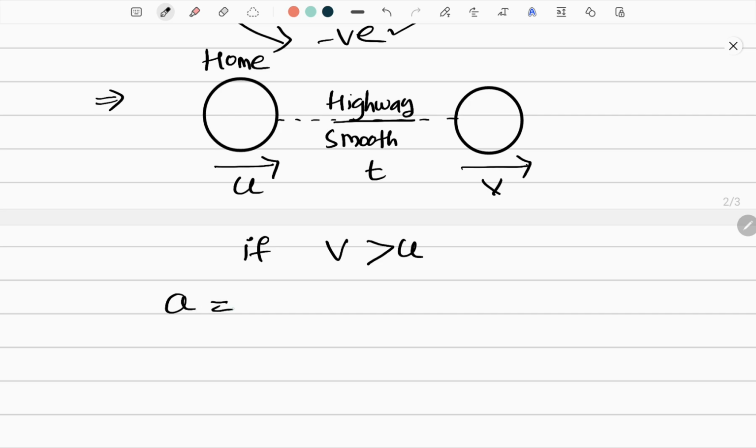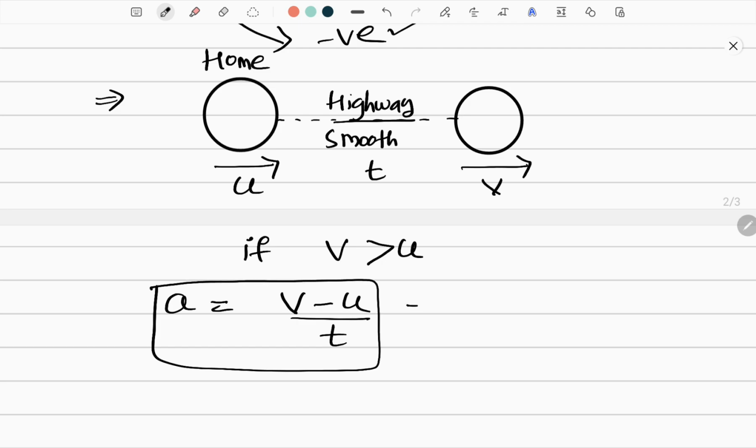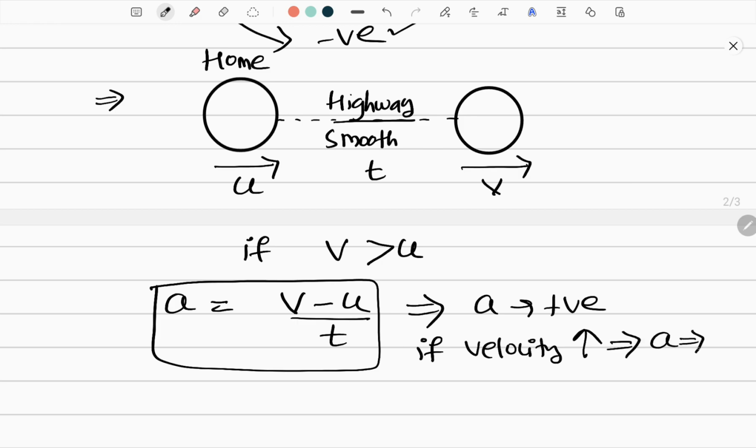Means now what will happen to acceleration? Acceleration is equal to v minus u by t. Of course, v is more, u is less, therefore acceleration is going to be positive. If velocity is increasing, what will be the value of acceleration? Acceleration is going to be positive. Is it clear? First case is clear. Velocity should increase so that the acceleration will be positive. I hope it is clear.